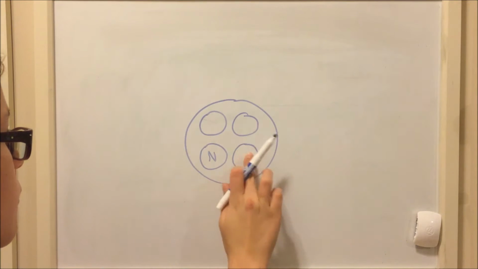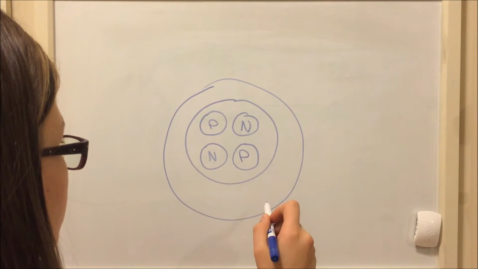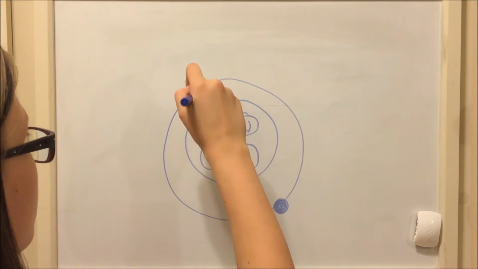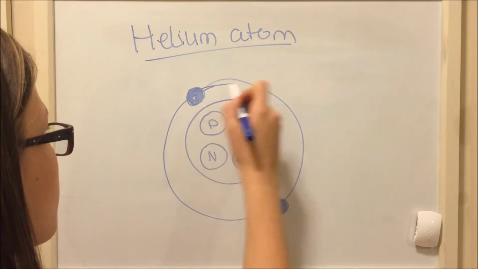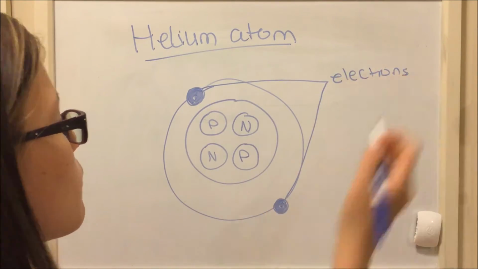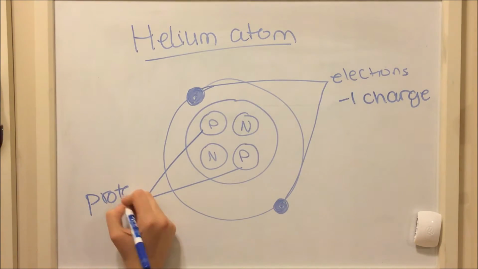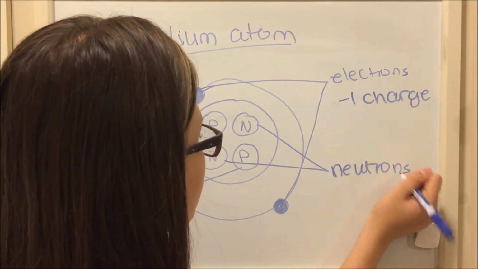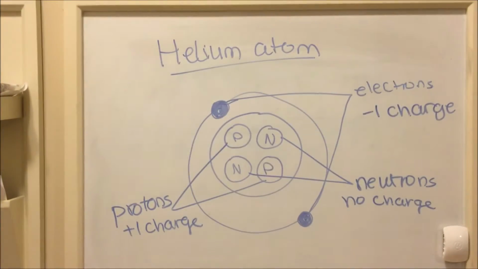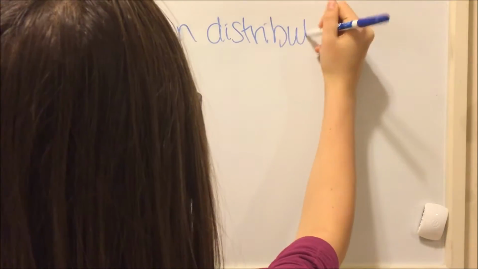So this is an example of a helium atom. It has 2 protons, 2 neutrons, and 2 electrons. This is just an example to show you that all atoms are neutral, at least at first. Electrons each have a -1 charge, and a proton has a +1 charge, and both of them equal out, and that's why the helium atom is a neutral atom.